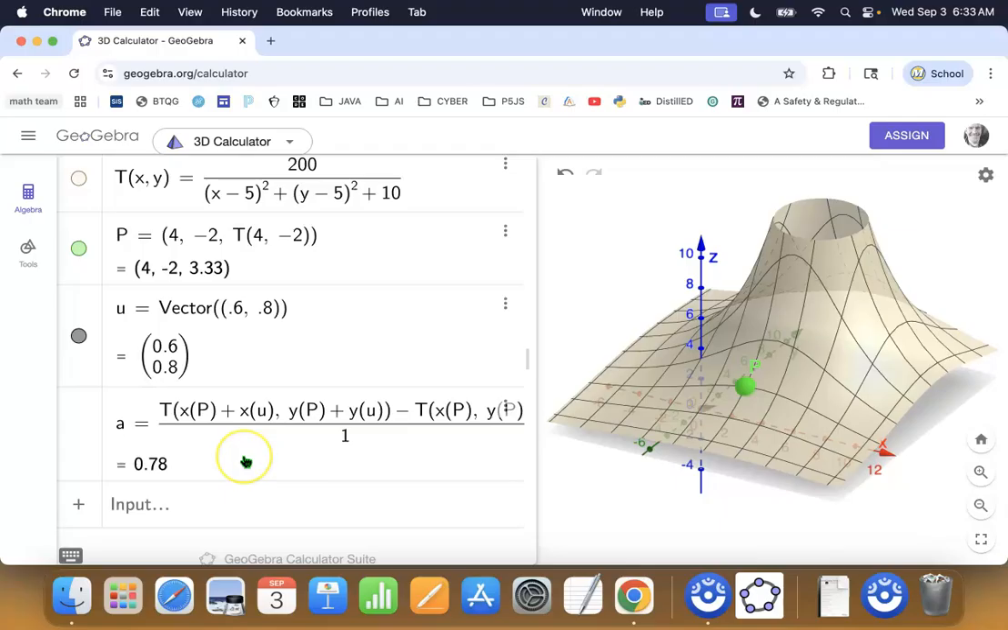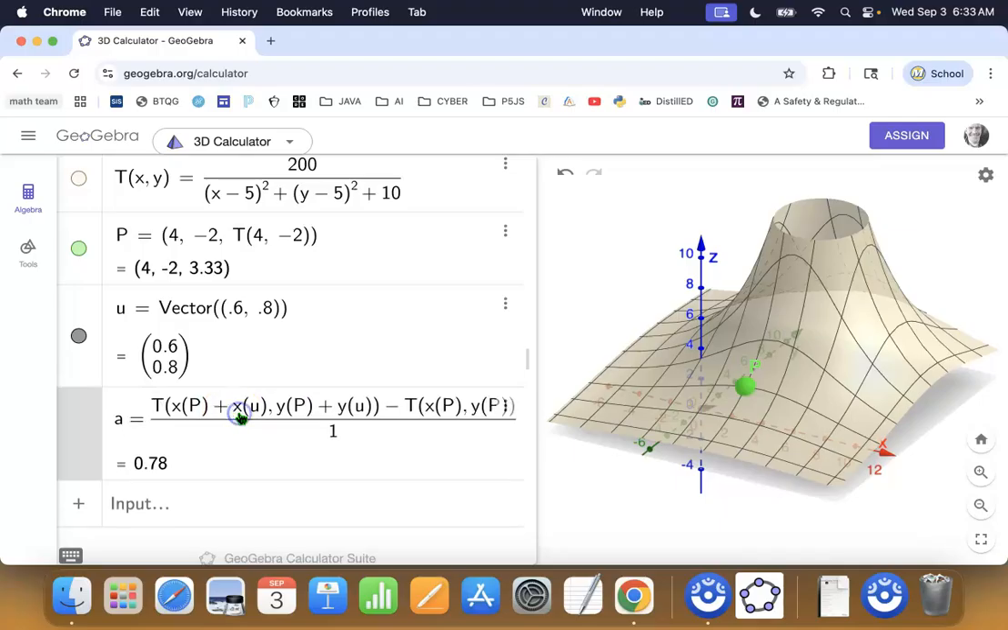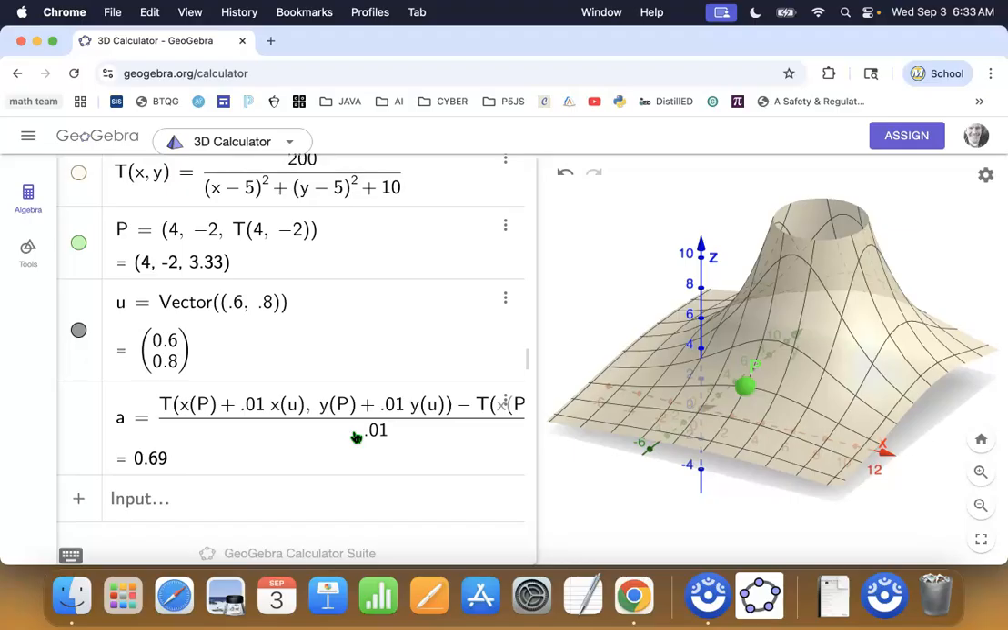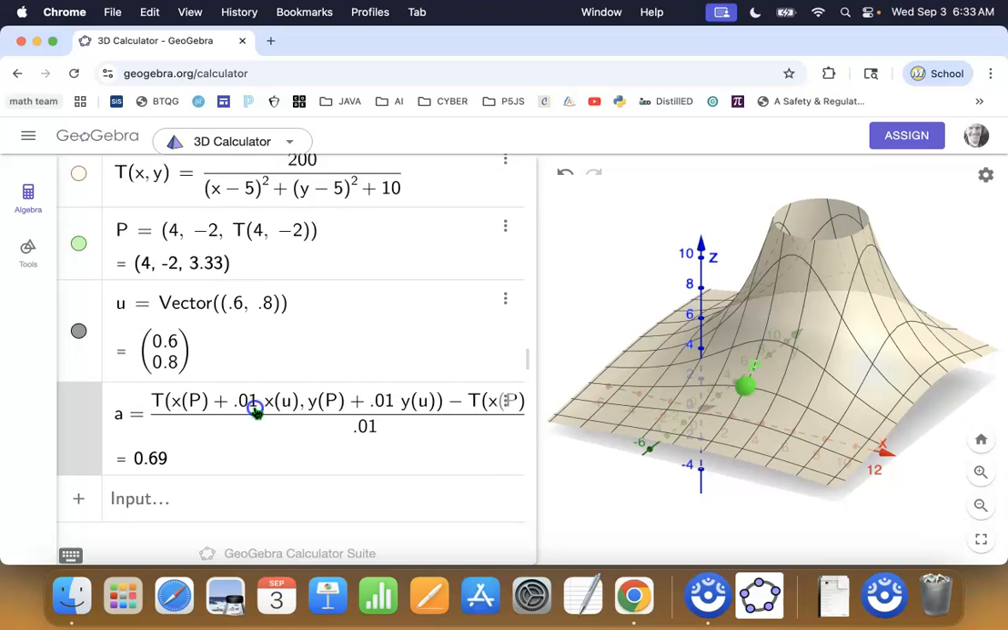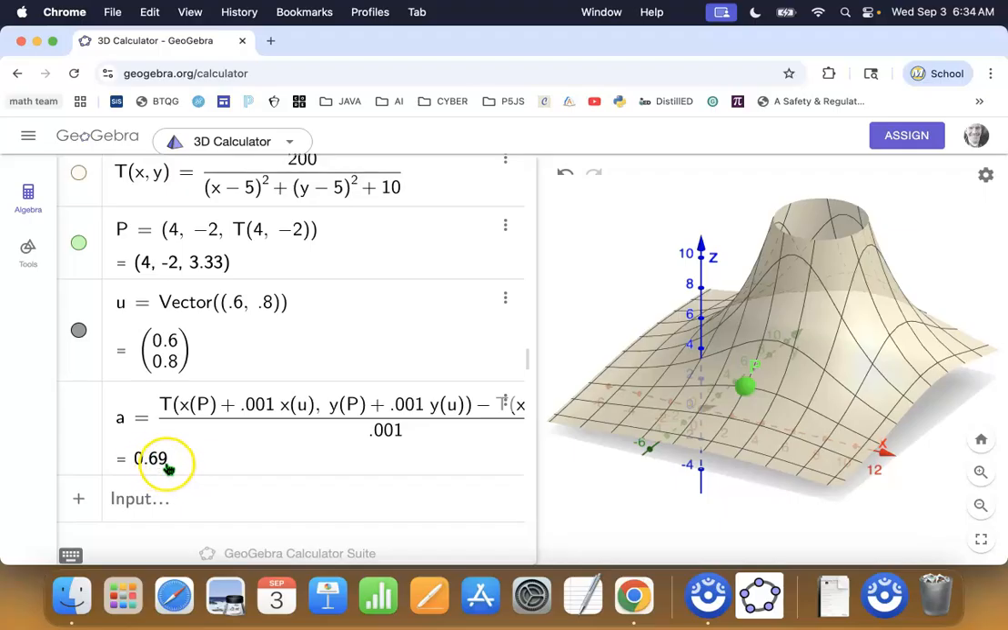Now what I can do is I can take a smaller step. So instead of going an entire step in the x direction, I could go 0.01 there. I could go 0.01 there. And I could divide by 0.01. And so now my estimate of the steepness of the surface at that point is better. And if I took a smaller step, and a smaller step, and a smaller step, it probably changed way out here in these other decimal places, but it's kind of hard to see.